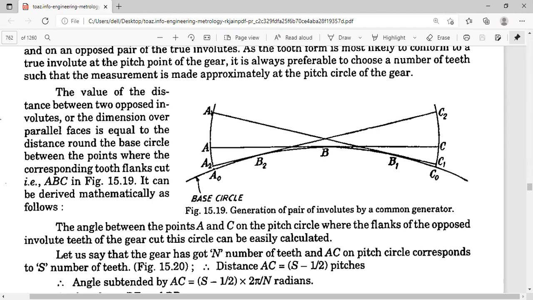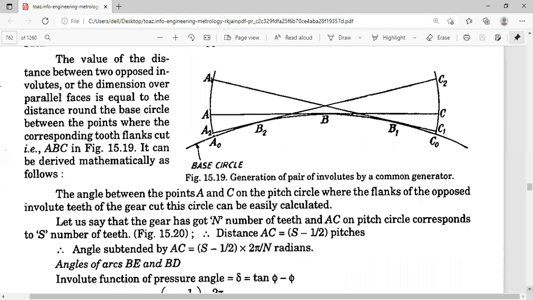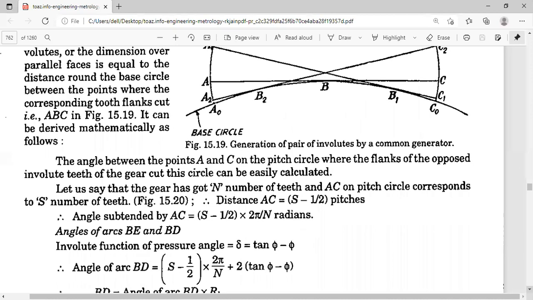Suppose the gear we are taking into consideration has n number of teeth. N is the common standard notation, and AC on the pitch circle corresponds to S number of teeth. So what is the distance AC? S minus half pitch. Just take this particular derivation into consideration: S minus half pitch.